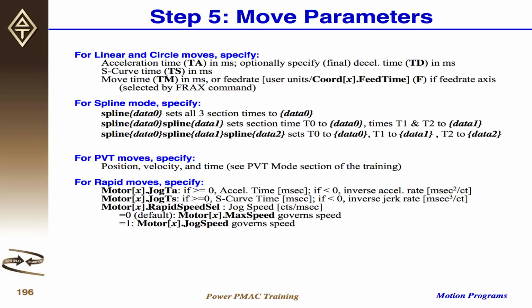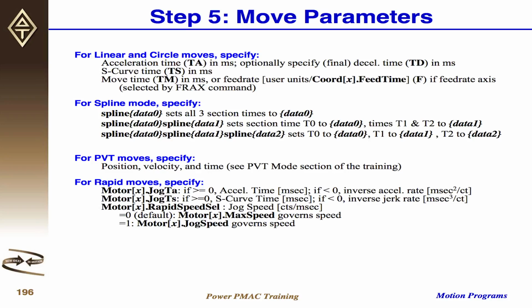And then in rapid moves, you specify your accelerations and your speeds in the motorx.jog TA structure, motorx.jog TS structure, and motorx.jog speed structure, depending on the setting of rapid speed cell. So let me back up and explain that a bit. With a rapid move, you're not actually using the TA and TS commands in your motion program to select the acceleration parameters. You use the parameters involved in jogging.